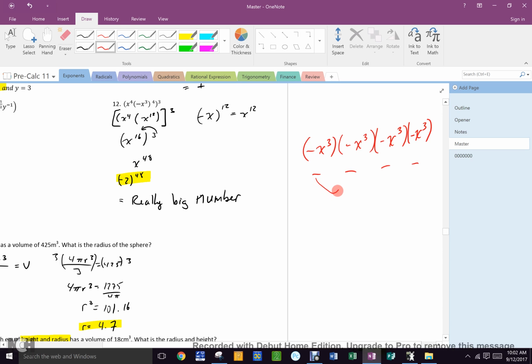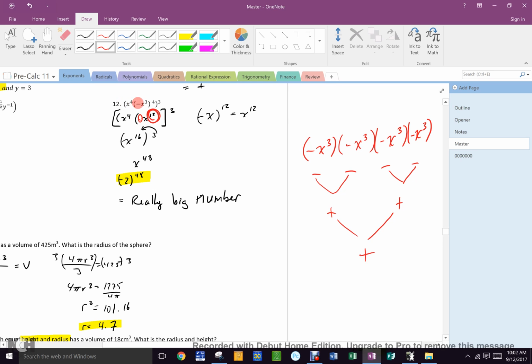What happens when 2 negatives multiply? Positive. What happens when 2 negatives multiply? What happens when 2 positives multiply? Positive. So negative x to the 12th is the same as x to the 12th. That's why this happened. And this became positive. Is everybody cool? Everybody good? That's why we simplify first.